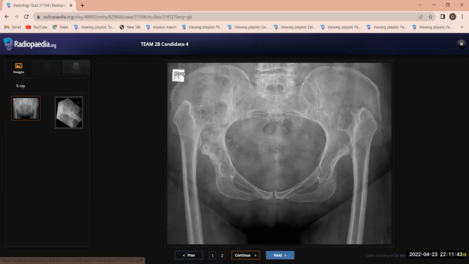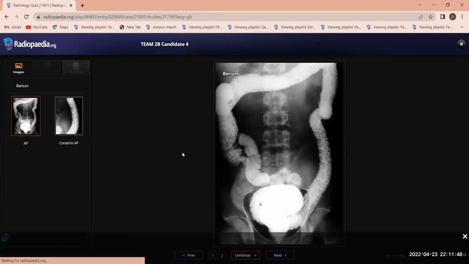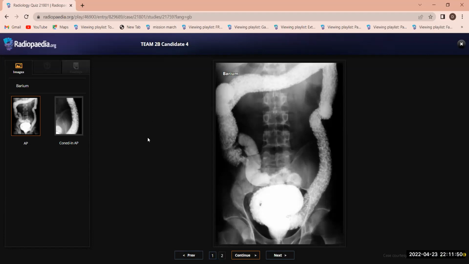So what would you do? I would want to look at any previous radiographs. Okay. The patient has diarrhea, repeated episodes of diarrhea.